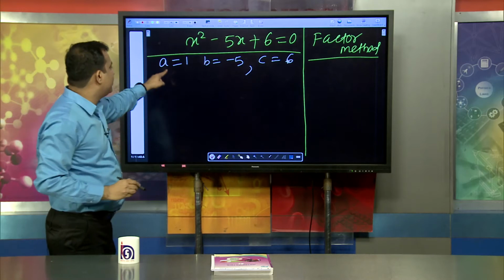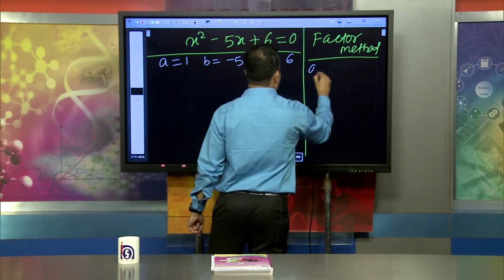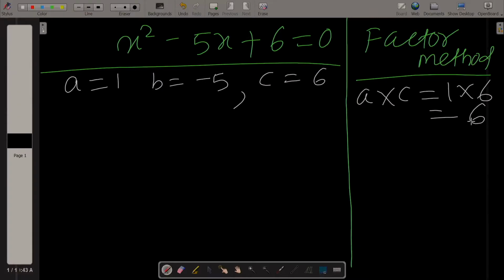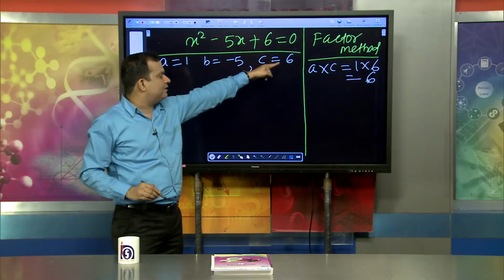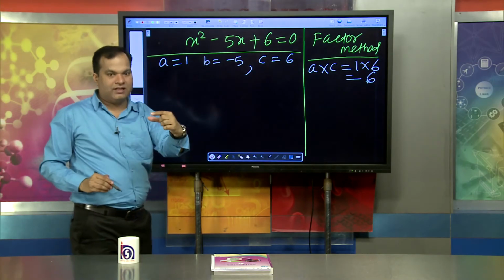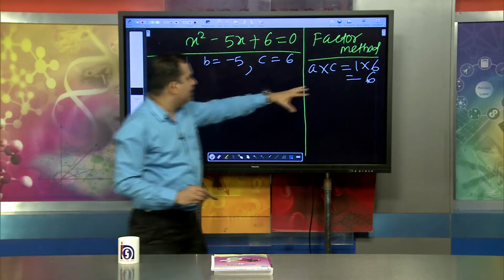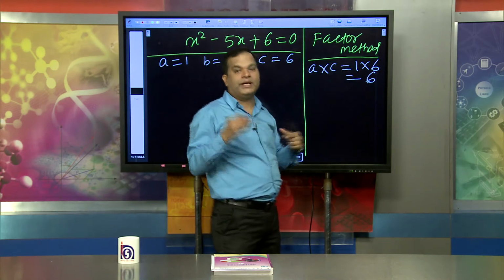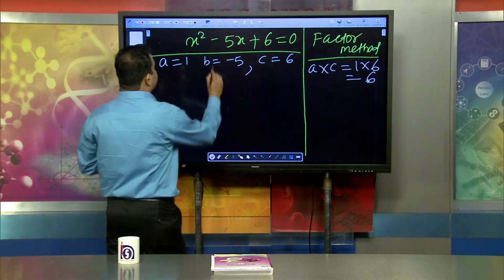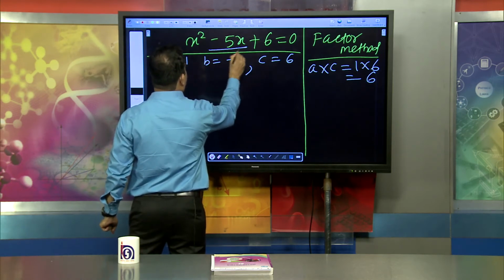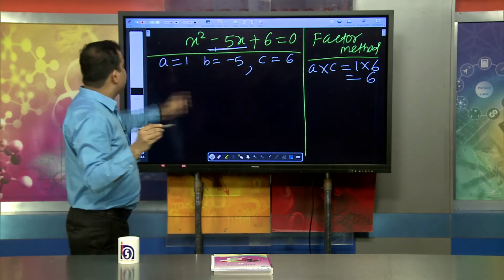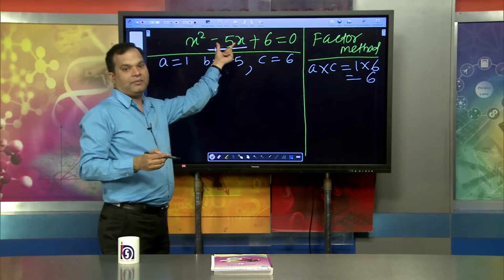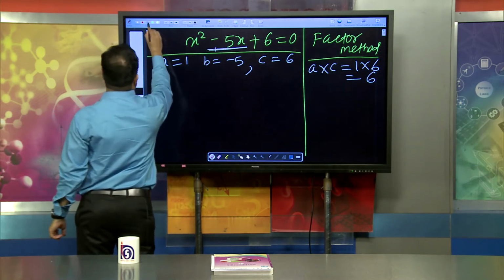Now what will you do? You have to multiply a into c. That means 1 into 6, that is equal to 6. The product of a into c is 6. Now what will we do? We have to split the middle term 5x so that the product will be 6, and when you add or subtract these, you will get minus 5x. How will it be done? Just observe.